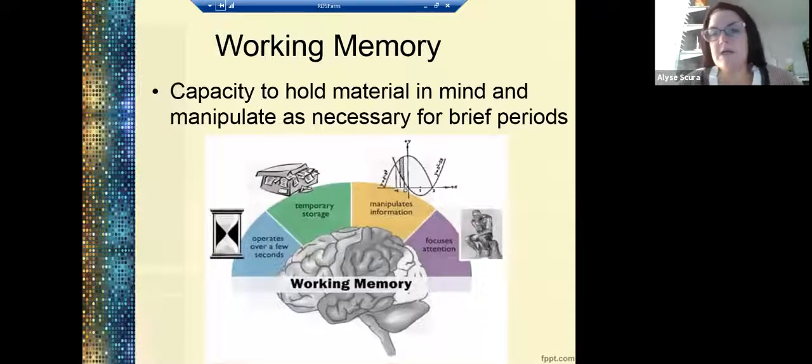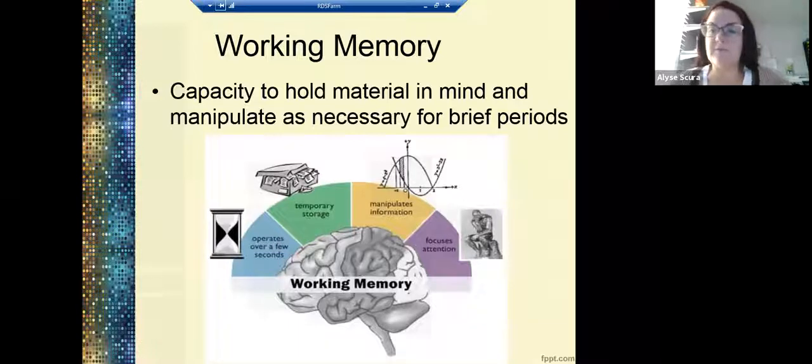Okay, so to get back to our executive domain. So working memory, as I stated before, is the capacity to hold material in your mind and manipulate as necessary for brief periods. So it's not long-term memory in the regard of remembering things that happened when you were a child. This is things that we're learning this information now, and then you're going to be able to apply it to your systems, to your crisis plans, to the work that you do. That's the use of working memory. So it operates very quickly. It's a very quick process within your brain. It's a temporary storage. The working memory function in the brain kind of manipulates information so that you can use it as you see fit.